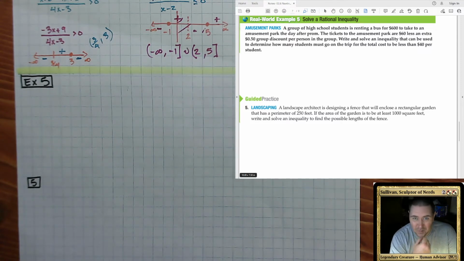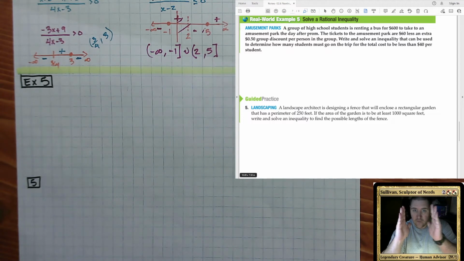The tickets to the amusement park are $60 less 50-cent group discount per person in the group, meaning your ticket starts at $60, but if there's one more person in the group, now it's $59.50. One more person in the group, $59, $58.50, $58, $57.50. So it's going to keep getting cheaper to get the ticket for every person that you have. And if you're splitting the bus, for every person you have, the bus gets cheaper as well.